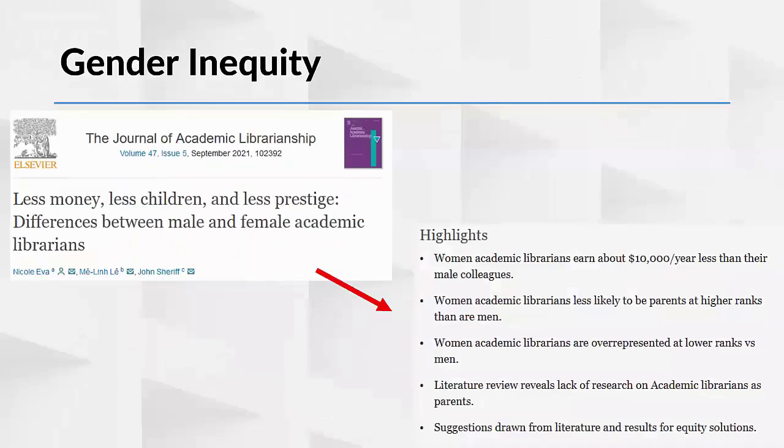It's also gender inequities, right? And you can see this throughout the academic publishing process. So this is an article published by Nicole Eva, Malin Lay, and John Sharif, entitled Less Money, Less Children, Less Prestige: Differences between male and female academic librarians. It came out about 1.5 years ago, and they write, in addition to white privilege, there exists systemic gender bias. Women are underrepresented consistently and worldwide throughout the scholarly communications process, from authoring articles to serving as journal editors and peer reviewers.